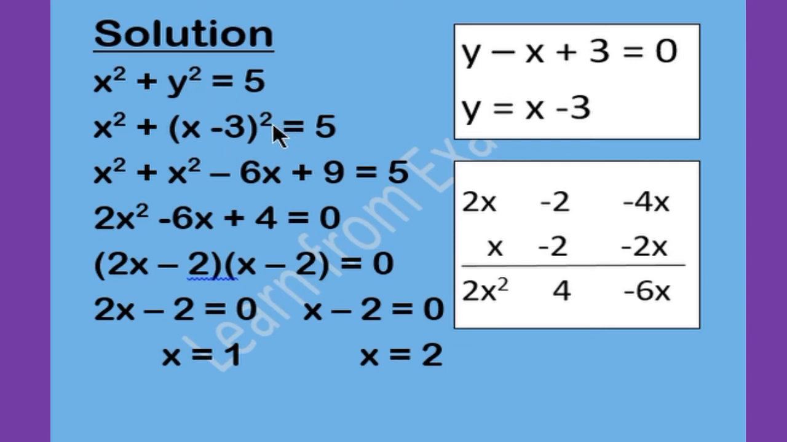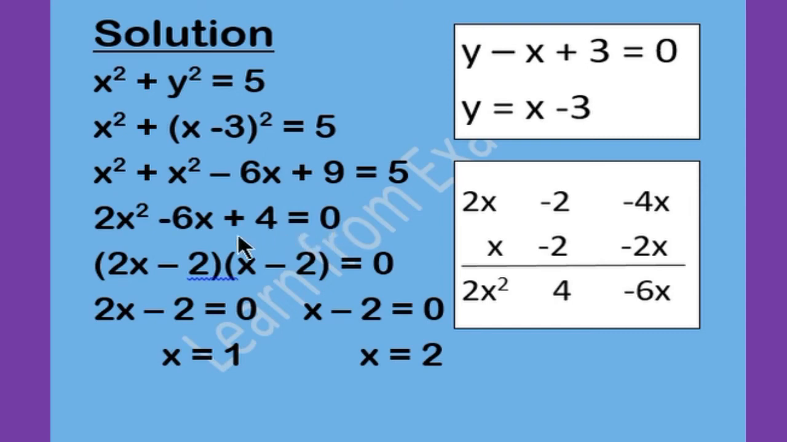Next, bringing down the terms, x squared is here, and opening this bracket by expanding, we get x squared minus 6x plus 9 equal to 5, and collecting the terms, we further simplify: x squared plus x squared gives us 2x squared minus 6x, and this 9 minus 5, because we'll make the right side equal to 0, so we'll shift this 5 to the left side. So this 5 is positive, it will go on the left side and become negative, so it will become 9 minus 5. So 9 minus 5 is equal to 4.